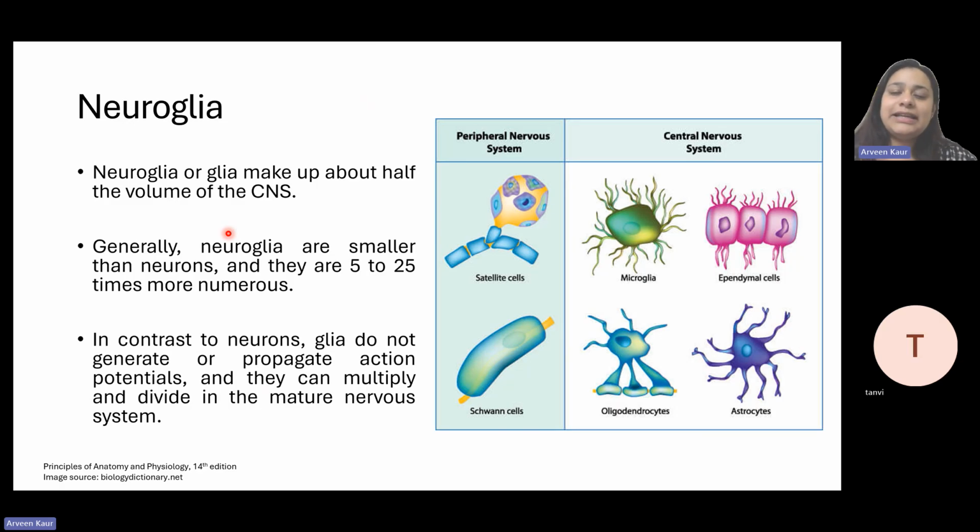But over time they themselves have been studied extensively, and it has been seen that multiple of these glia actually have very specialized functions, right? They are not just glue cells or supporting cells, right? They have very specific functions of their own. So those are the functions that we will discuss today.